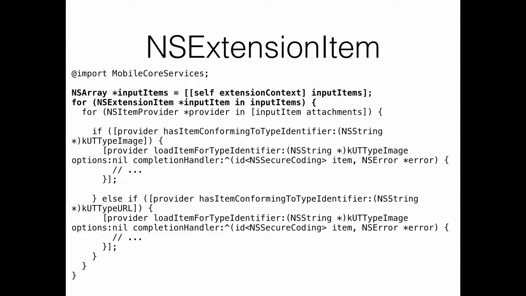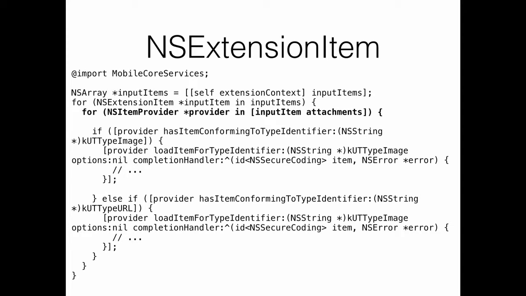There's another text description. I can't remember what they are, and typically they're not that commonly used. The one property that is commonly used is attachments. So input item attachments, that's the array of the data. That's the data that you want to do something with.